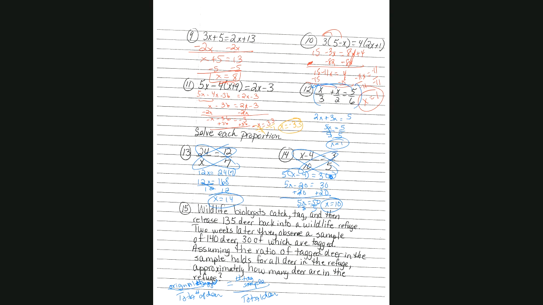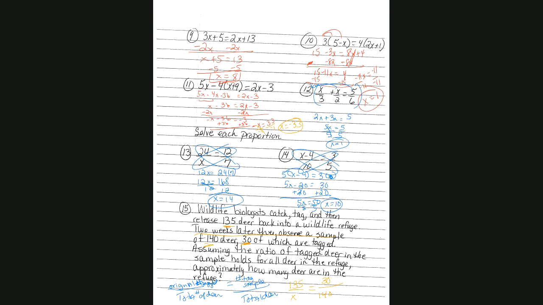All right, so now we're going to set up that proportion, and the original number tag would be 135 because they catch and tag. So that is going to be our original number. And then, it says how many deer in the refuge? We don't know our total deer, so that's why we have X. And then the number of deer tagged in the sample would be 30, because it says 2 weeks later they observed a sample where 30 deer are tagged, and the total deer in the sample is 140.